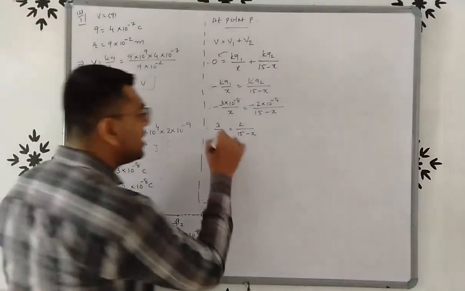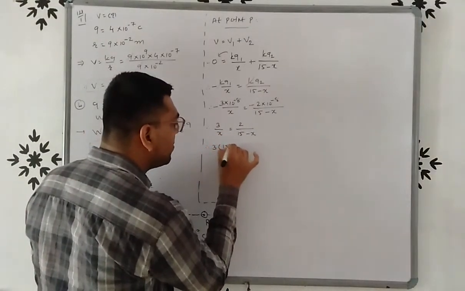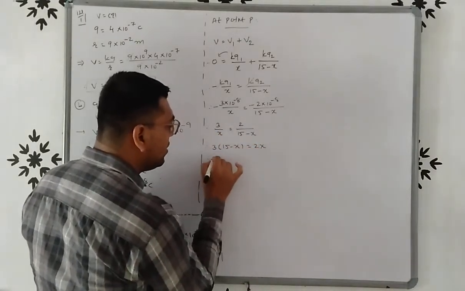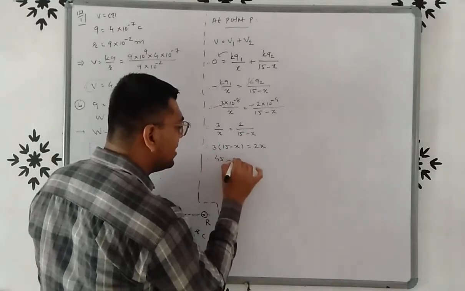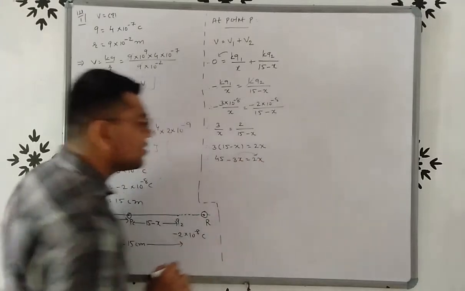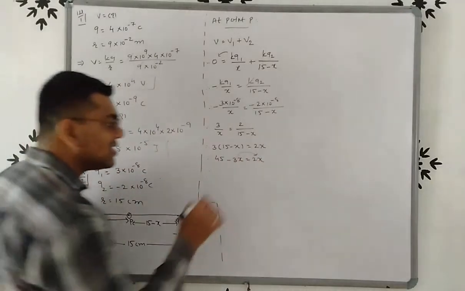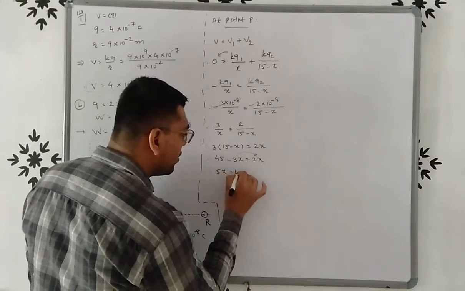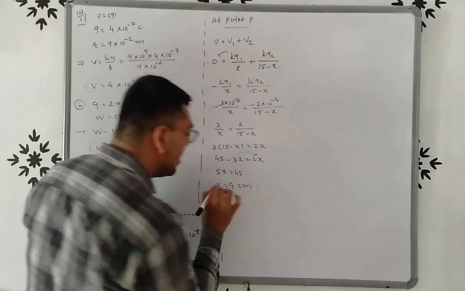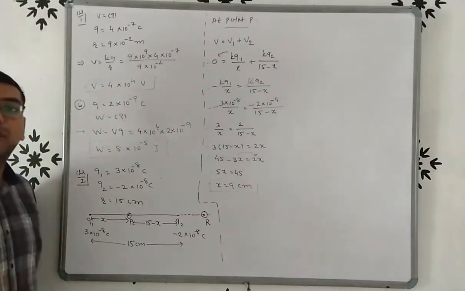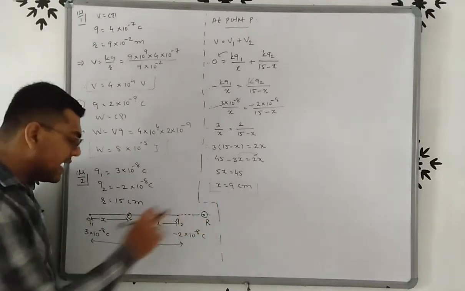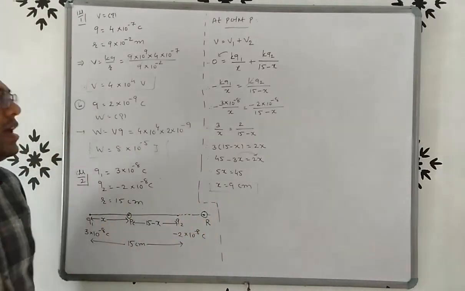So here by taking the cross product, 3 into 15 minus x is equal to 2x. So 3 into 15, that is 45 minus 3x is equal to 2x. So this 3x goes to the right hand side. So 2x plus 3x, that is 5x is equal to 45. So x is equal to 9 centimeter, right? So potential is 0 at a distance of 9 centimeter from Q1, right?